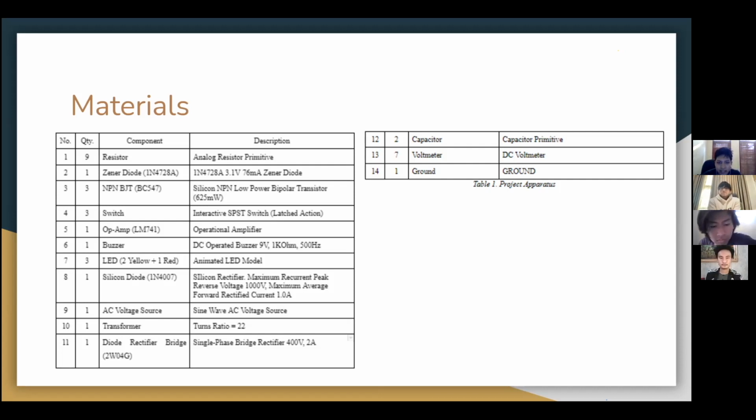So yeah, there's an error in here. It should be 2 red LEDs and 1 yellow LED. And then we also use a silicon diode that is used to make sure the current that flows from the output of the op-amp is positive. We also use an AC voltage source, transformer, and diode rectifier bridge, which is used basically as an adapter. We also use 2 capacitors, 7 voltmeters, and 1 ground.